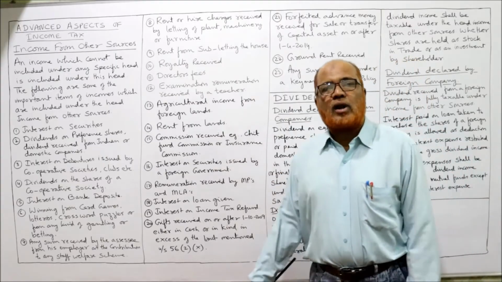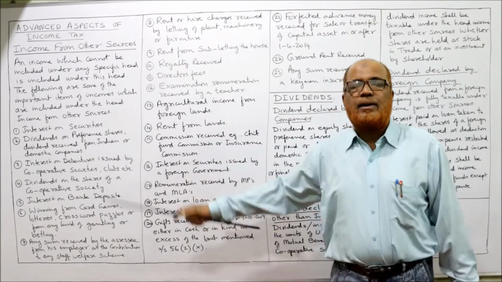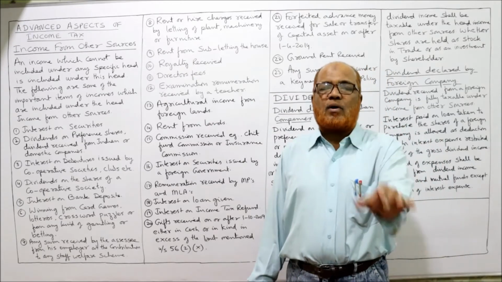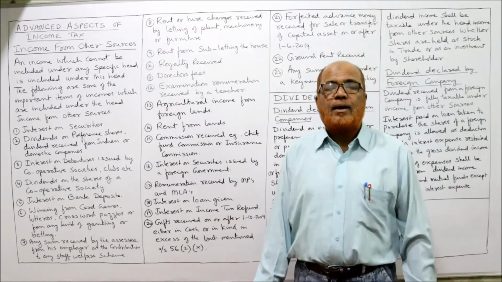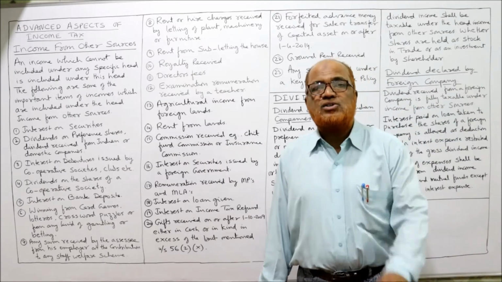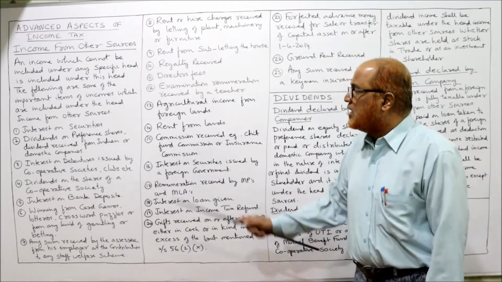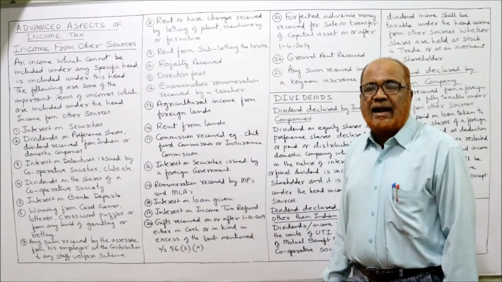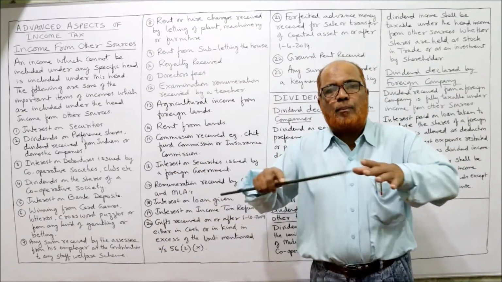Agricultural income from foreign land. For Indian land, I will discuss after completing this topic what is the provision regarding the Income Tax Act for agricultural income in India. But remember, agricultural income from a foreign land is fully taxable under income from other sources. Then rent from land. If open land is there, no construction is made, open land.